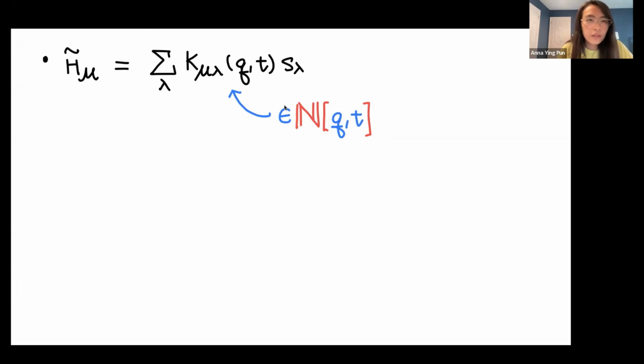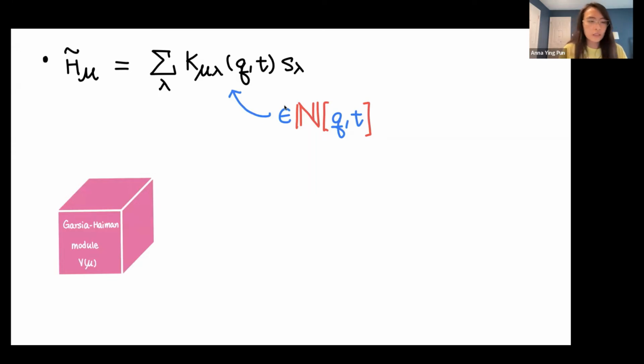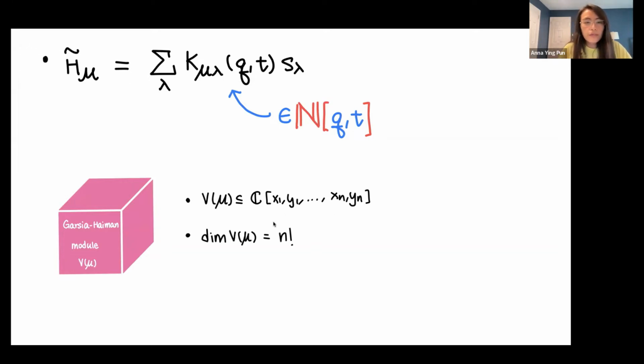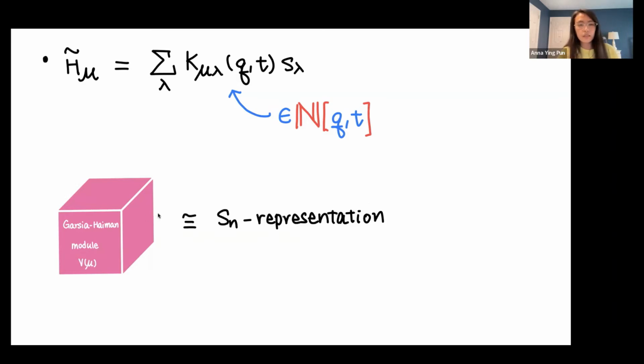But Mark Haiman proved this using geometry. To give you just a very vague idea, what happened is that Garsia and Haiman study a module, a Garsia-Haiman module, of course. This module lives in the polynomial ring with two sets of variables over C, and that's kind of like the famous n factorial conjecture. They computed that the dimension of this module is n factorial, so it is isomorphic to an Sn representation.